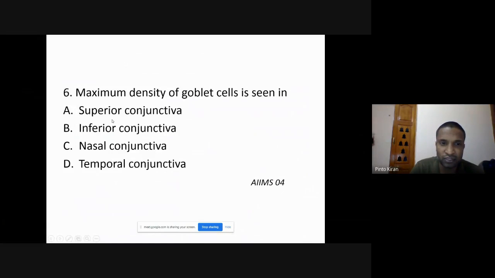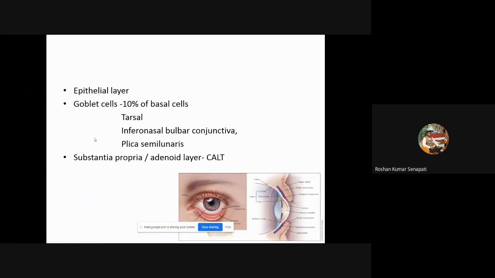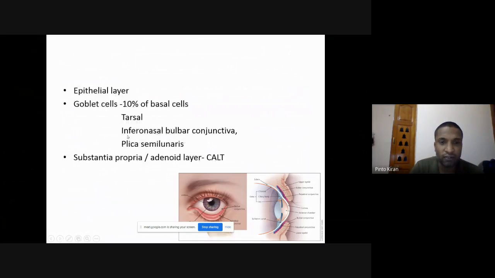Okay, you can get confused with inferior and the nasal. Inferior refers to both. You can have a temporal and the nasal part. So it is always better to go for a nasal conjunctiva.